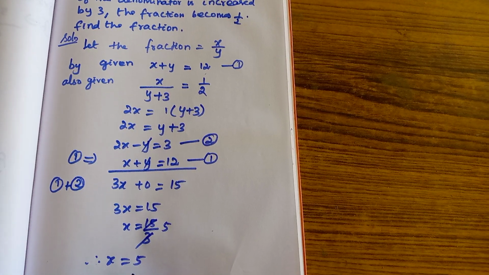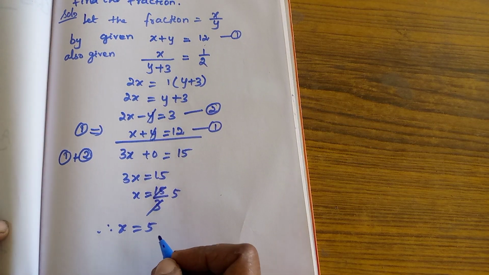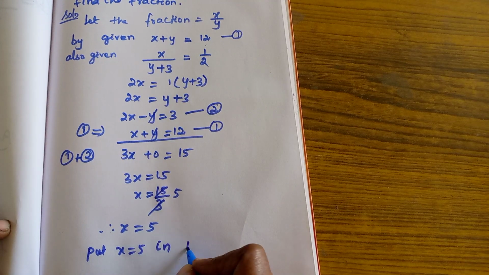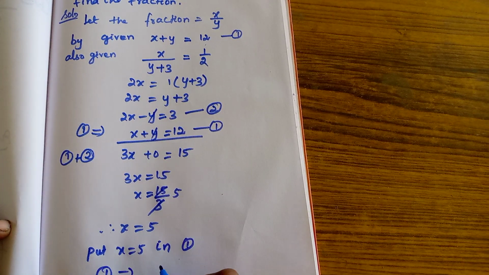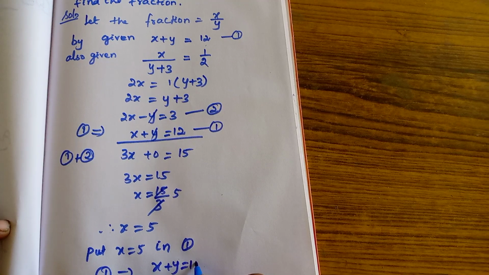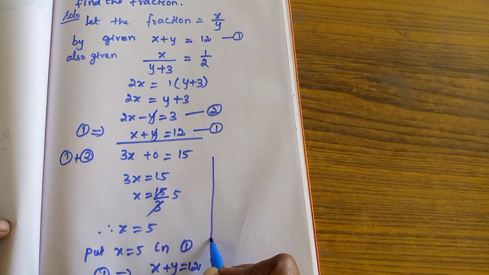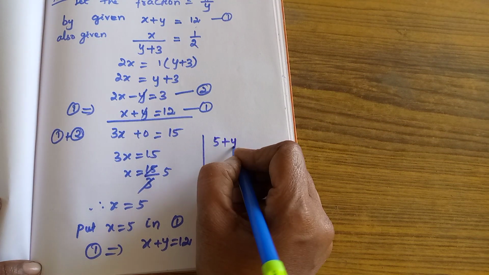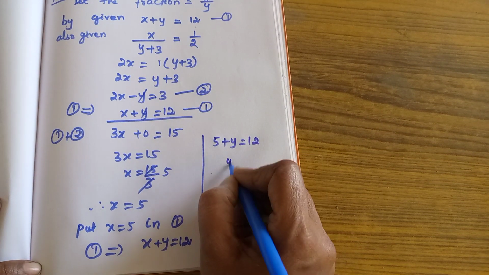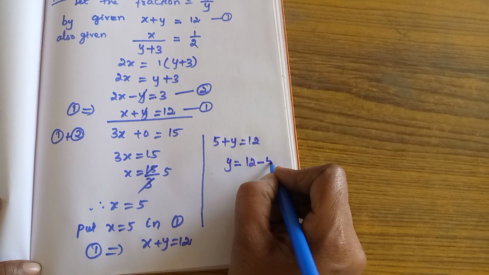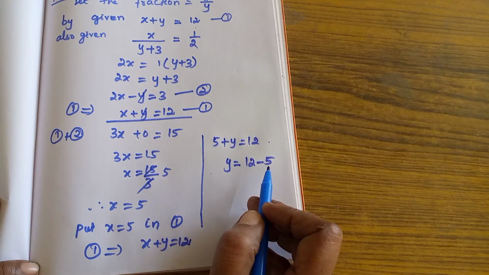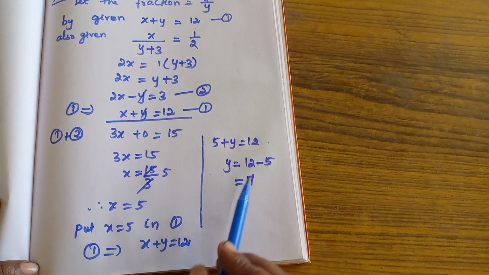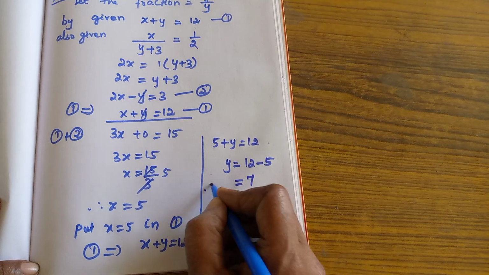Put x is equal to 5 in any one equation, equation 1 or 2. Put x is equal to 5 in equation 1. Equation 1 is x plus y is equal to 12. We have x is equal to 5 now. So 5 plus y is equal to 12. From here y is equal to 12 minus 5. This 5 we are taking here, so plus 5 becomes minus 5, which is equal to 12 minus 5, 7. So x is equal to 5, y is equal to 7.